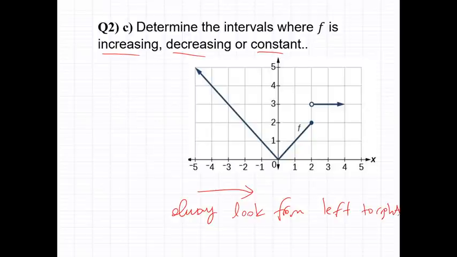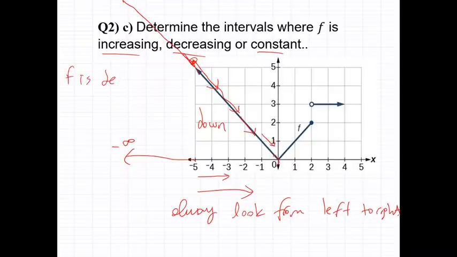So take a point here, like this is endless. Now take a point here and you move to the left, so it's going down. When you go this way, the points are going down, from minus infinity up to 0. So you say f is decreasing on minus infinity to 0.